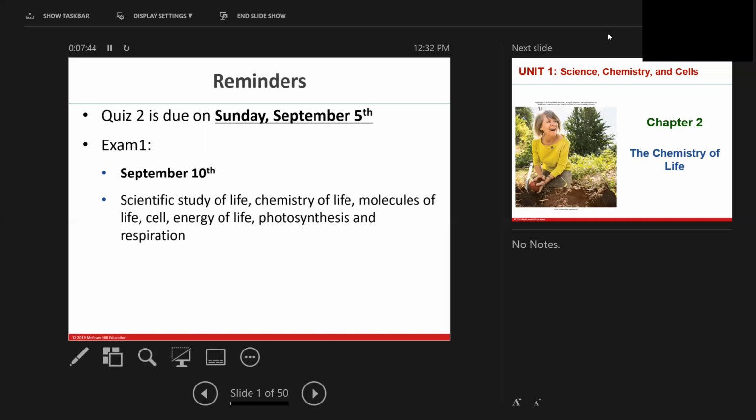Any other questions real quick? Perfect. So we're going to do a quick review of chemistry of life real fast, since a lot of people were struggling with some of the concepts, especially when it came to ionic versus covalent bonds. And then we're going to use that and transition into why all that stuff matters.